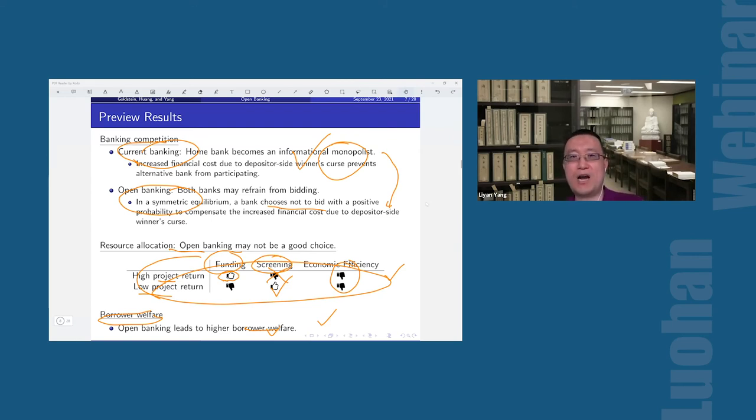And so our model can concretely match the discussion in Canada. But it's also general, not only for Canada, but also for the US, for Australia, and also for China, because open banking is very similar in different areas. So that's the overall result.